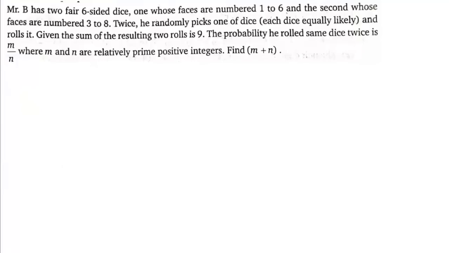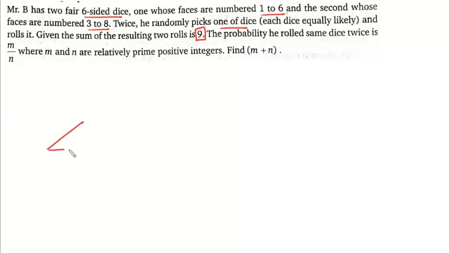Now here the question is, Mr. B has 2 fair 6-sided dice, one of whose faces are numbered from 1 to 6 and the second one whose faces are numbered 3 to 8. Twice he randomly picks one of the dice and rolls it. Given that the sum of the resulting 2 rolls is 9, find the probability that he rolled the same dice twice. Now there are 3 possibilities.